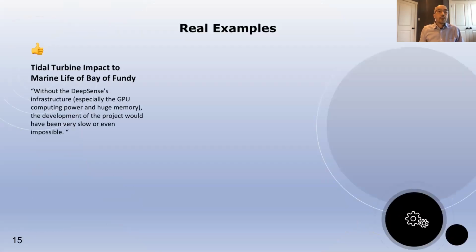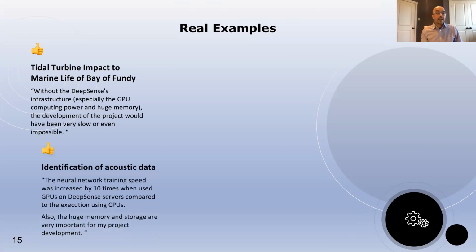First, we have a project on tidal turbine impact on marine life in the Bay of Fundy. Our user said, without DeepSense's infrastructure, especially the GPU computing power and huge memory, the development of the project could have been very slow or even impossible. In another project, identification of acoustic data, the neural network training speed was increased by 10 times when using GPUs on DeepSense servers compared to using CPUs. Also, the huge memory and storage are very important for my project development.